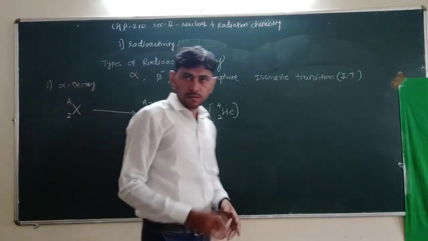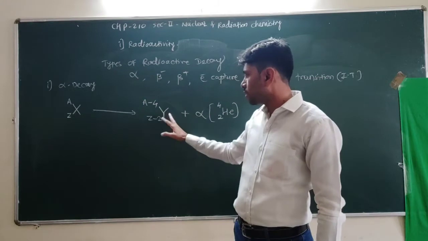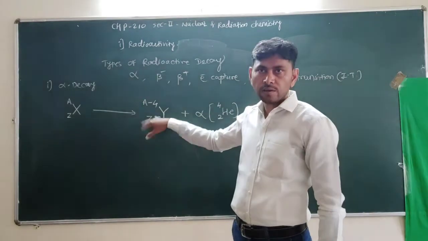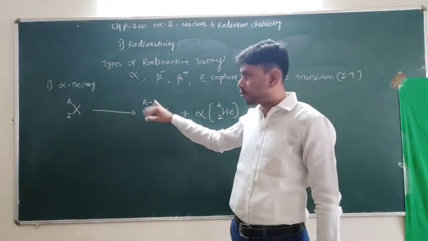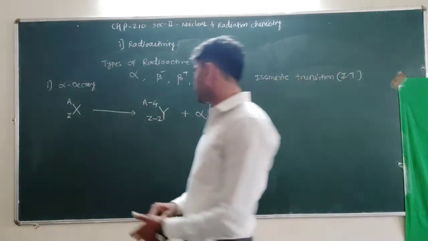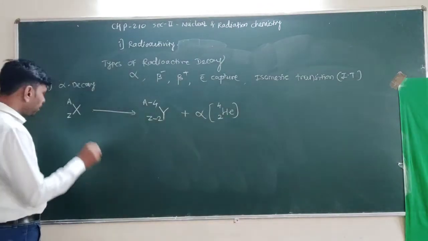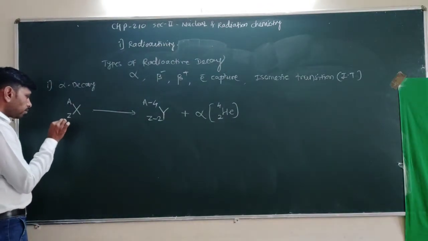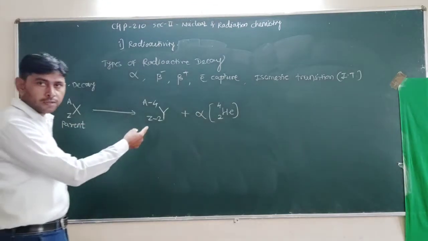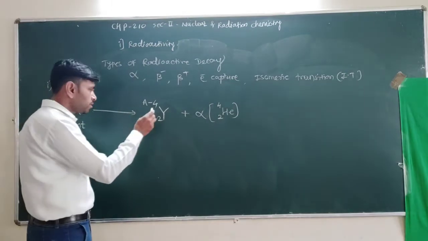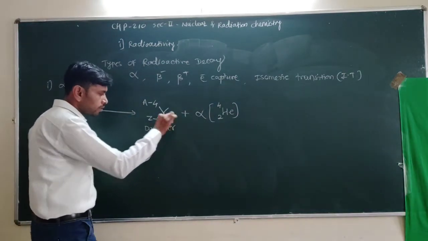So the next element, or new element, comes here, having atomic number reduced by 2 units and mass number reduced by 4 units in alpha decay. Now the element we have taken initially, we call it the parent element, and the next element formed after transformation is the daughter element. So this is the parent-daughter relationship.